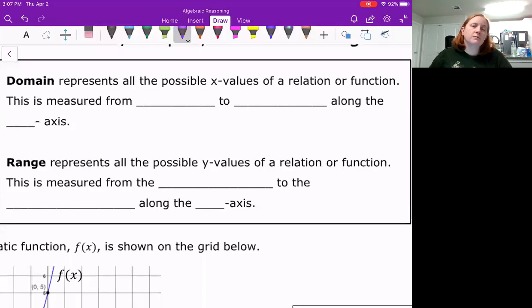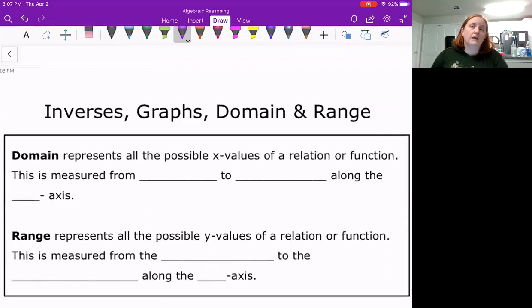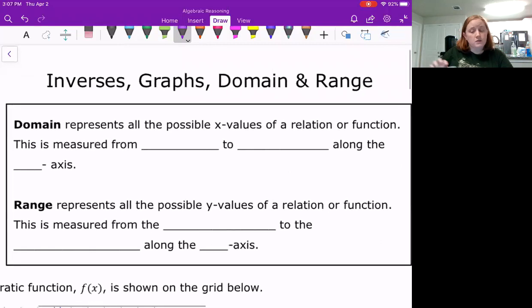All right, hi guys. We're going to be taking a look at inverse graphs with domain and range. So we've already looked at inverses with tables. We're going to use that idea and now apply it to a graph. We're going to be finding the domain and range of an original graph and now its inverse.